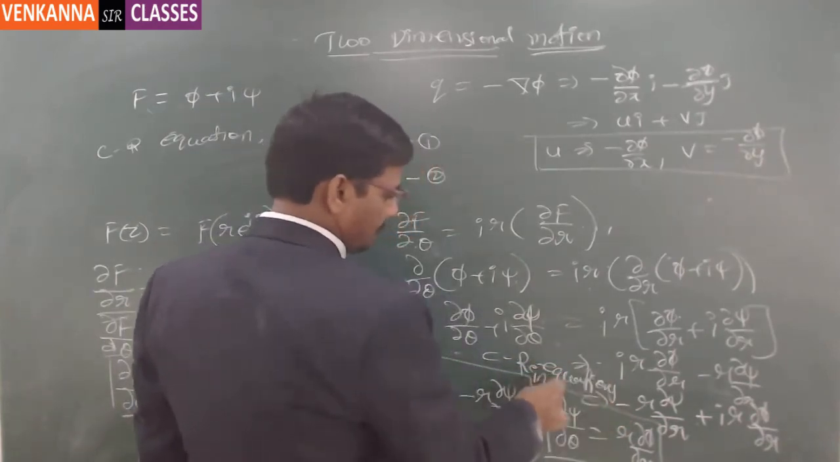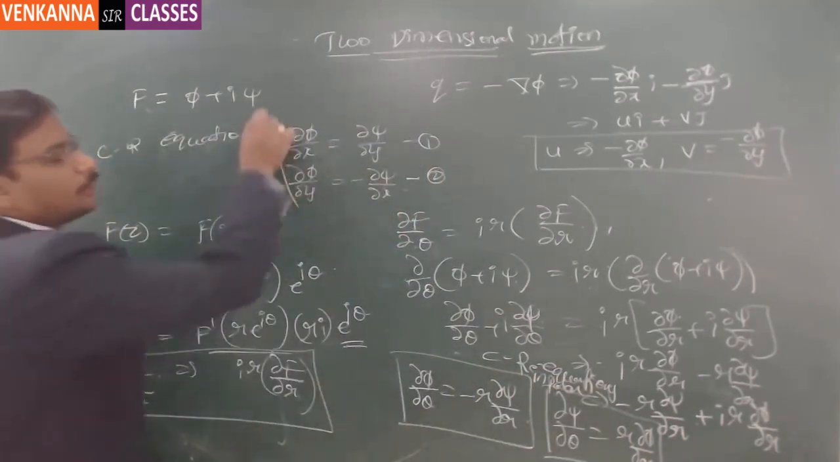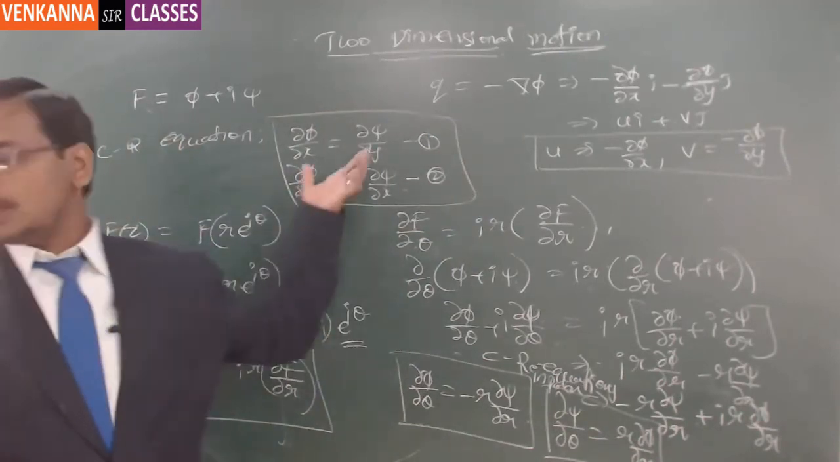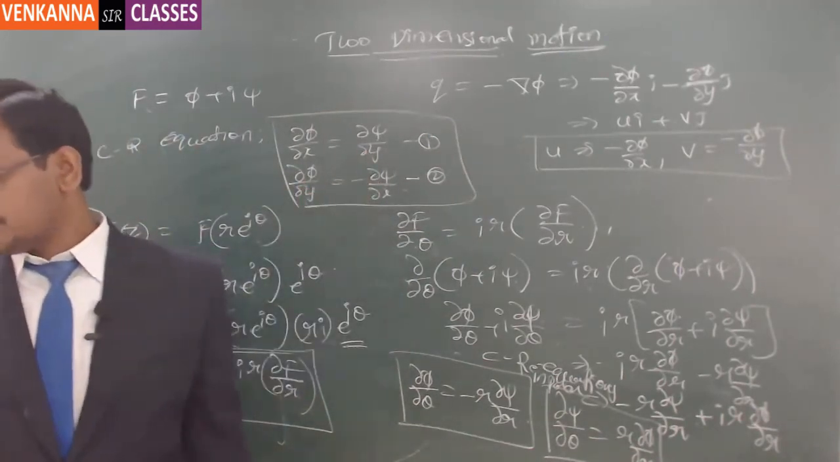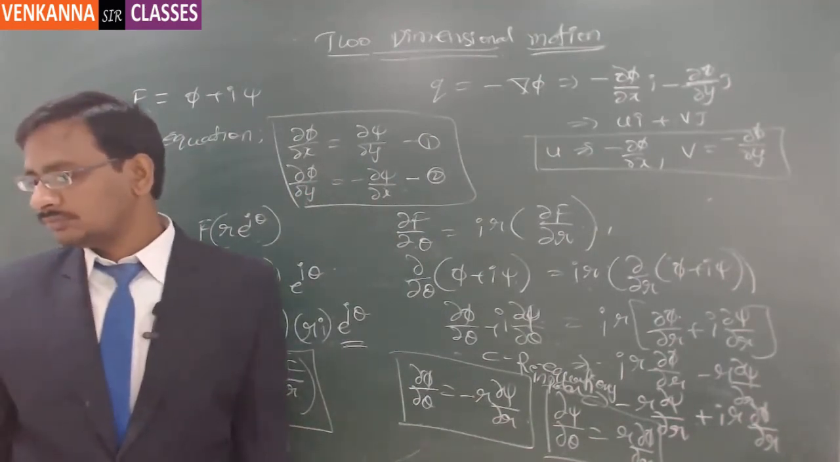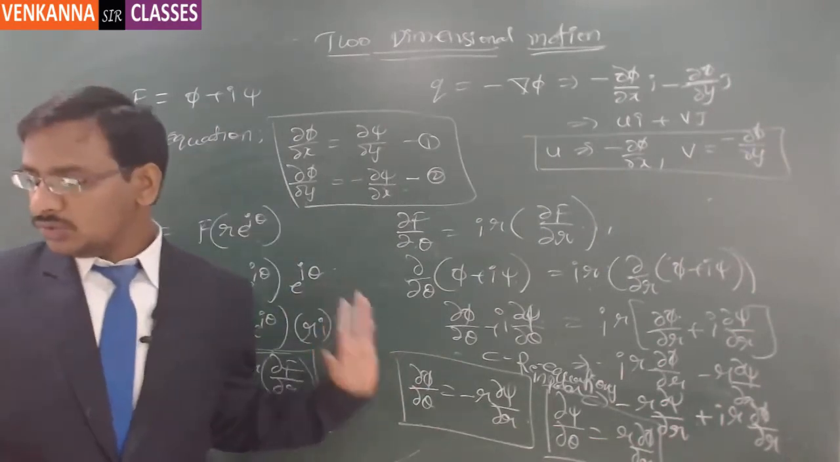In polar form, right? This derivation I left in the complex analysis itself because I have clearly explained it there. With the help of Taylor's expansion, I proved this. Got it? So these are the CR equations that we are going to use.